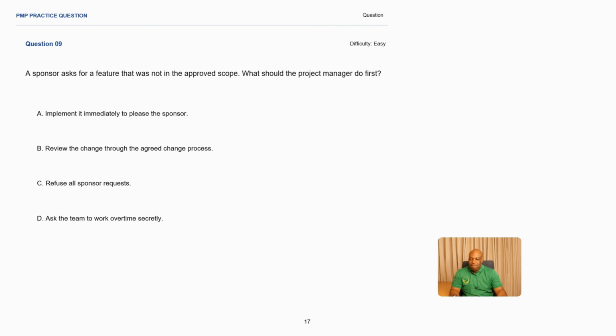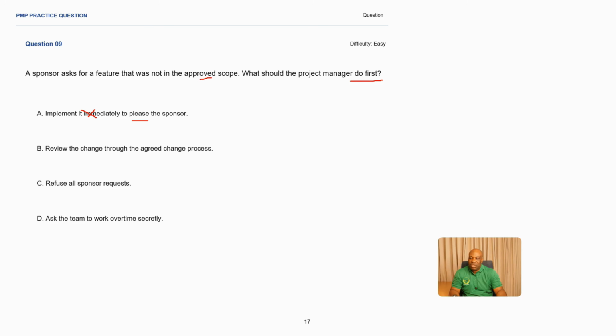All right. Practice question number 9. A sponsor asks for a feature that was not in the approved scope. What should the project manager do first? This is very important. A sponsor is asking for a feature which was never approved in scope. What is the project manager supposed to do? Number one, implement it immediately to please the sponsor. This word please is what is spoiling this answer. You don't do things in a project to please the sponsor. And you don't rush into implementing something immediately, so we eliminate this answer.